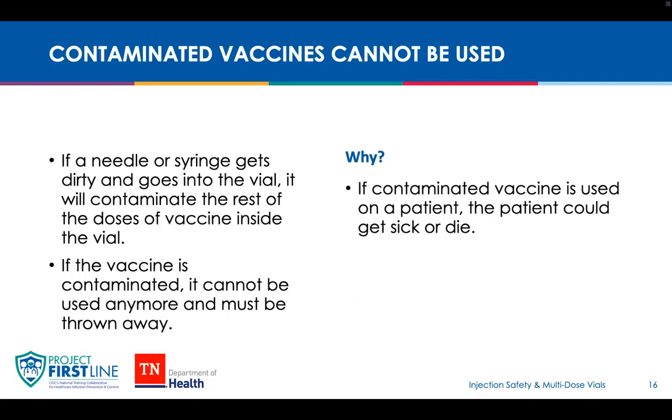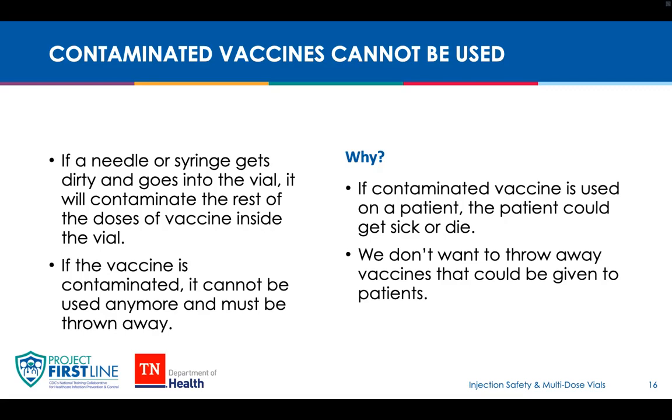If a contaminated vial is used, public health authorities need to be notified right away. That's because everyone who got a dose from that vial has to be contacted and followed so that they get the information about what happened and so they can be tested to find out whether they got infected. And finally, of course, we don't want to throw away vaccine that could have been otherwise given to patients.